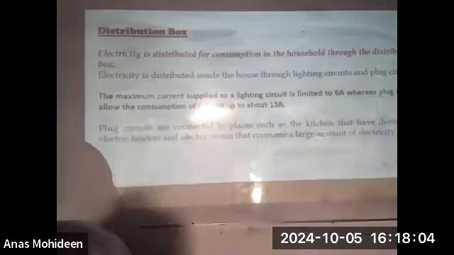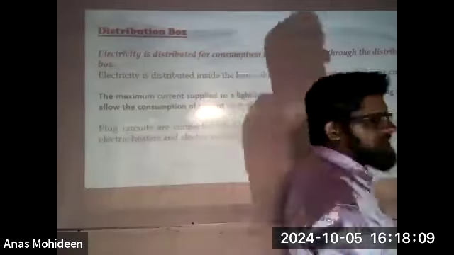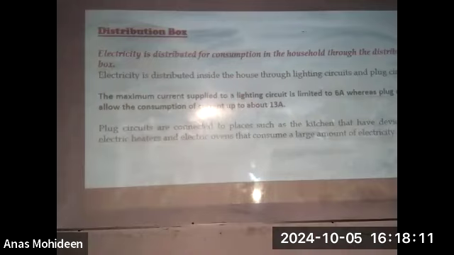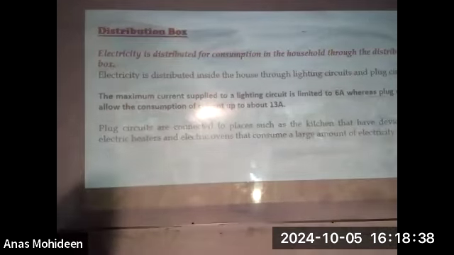To the plug socket circuits, a maximum of 13 ampere current can be given. So if you want to put up a plug socket, definitely you have to draw a wire which can carry 13 ampere current. In modern houses, it is 6 ampere. In old houses, the plug socket circuits carry 15 amperes and the lighting circuits carry 5 amperes. I will give it as a note.